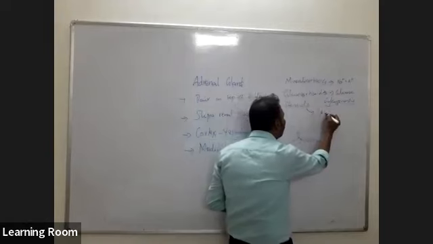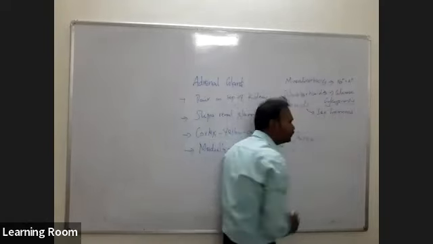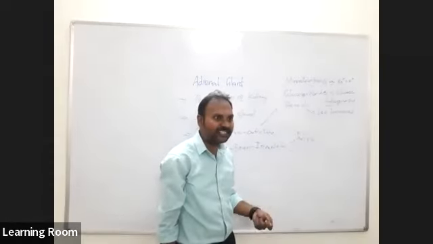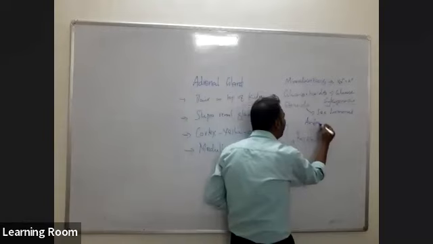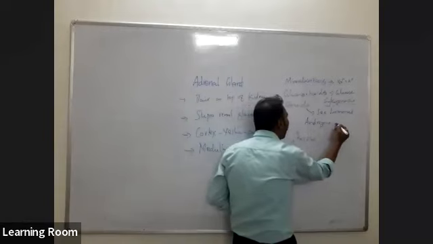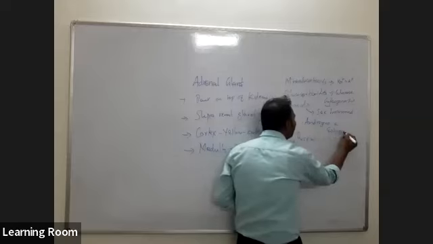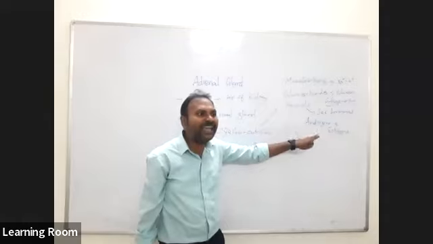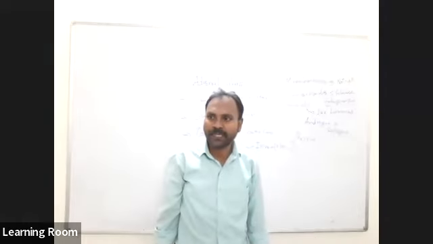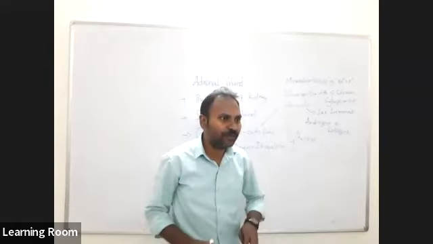Next, steroid hormones. Basically, they are called sex hormones: androgens and estrogens. What are the sex hormones? Androgens and estrogens. Androgens are male sex hormones. Estrogens are female sex hormones.